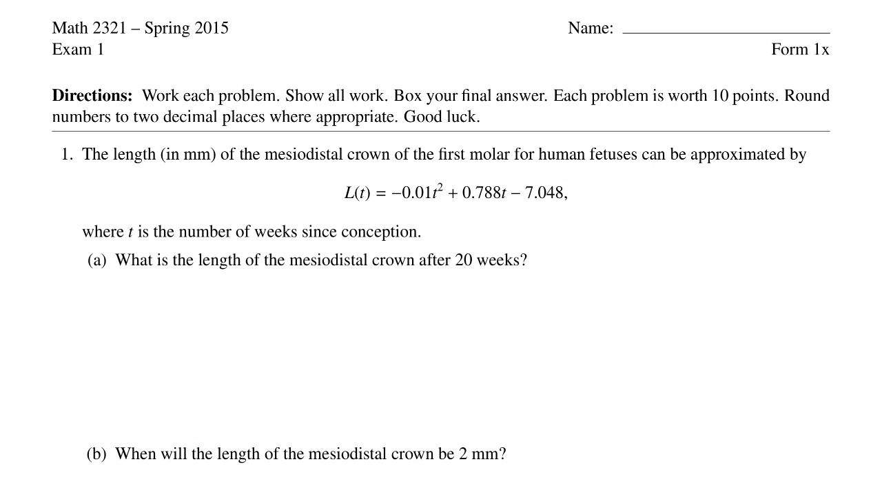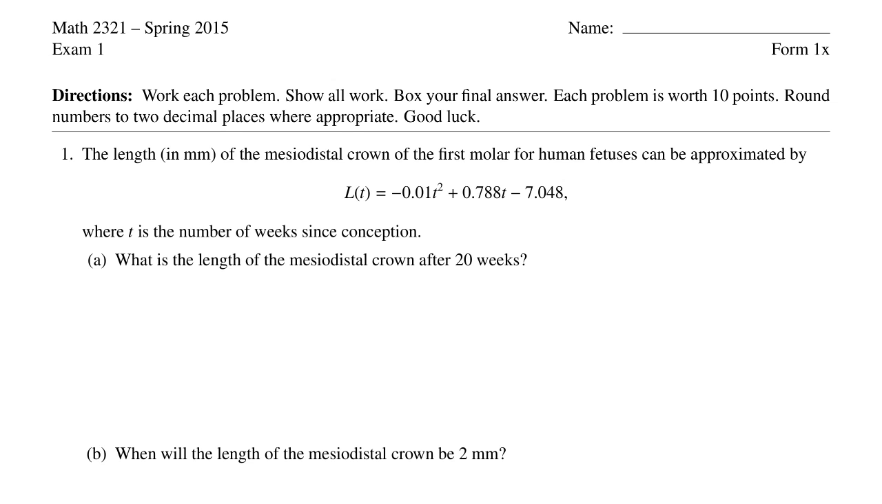Let's take a look at the answers for exam 1X. Question 1: the length in millimeters of the mesiodistal crown of the first molar of human fetuses can be approximated by L of t equals negative 0.01 t squared plus 0.788 t minus 7.048, where t is the number of weeks since conception. Question A, what is the length of the mesiodistal crown after 20 weeks?